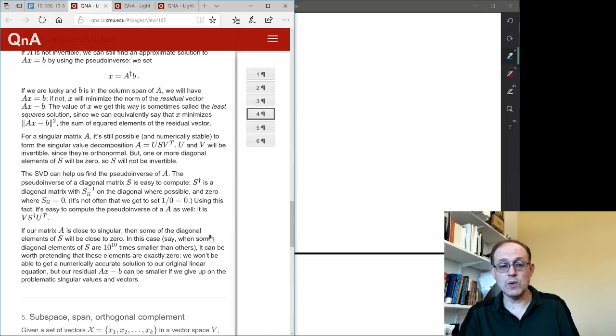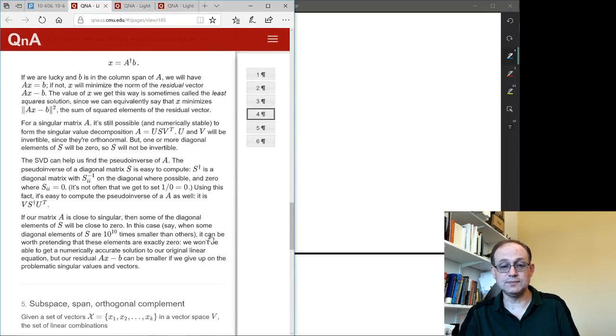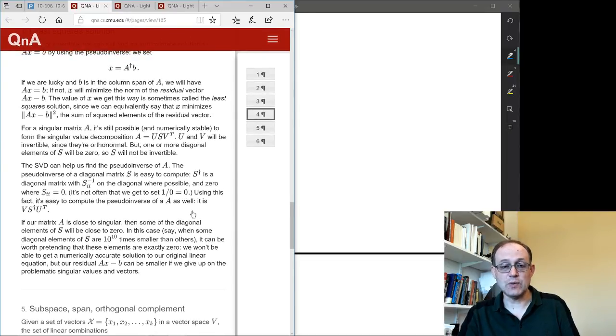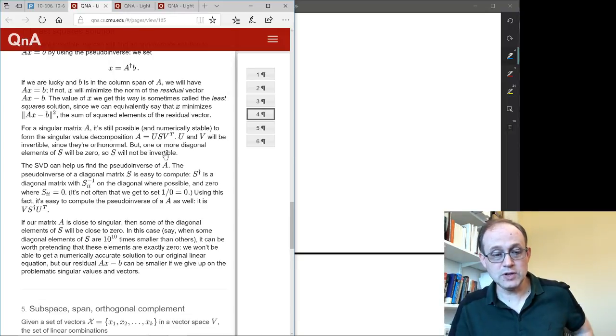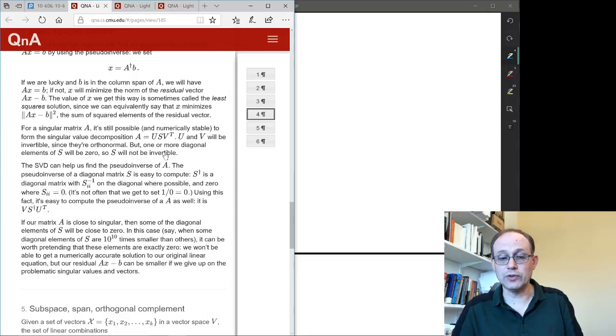And so if we want to do that computationally, the SVD is a great way to do it. We'll form the singular value decomposition, USV transpose. U and V are invertible because they're orthonormal, but one or more diagonal elements of S will be 0, and so S won't be invertible.